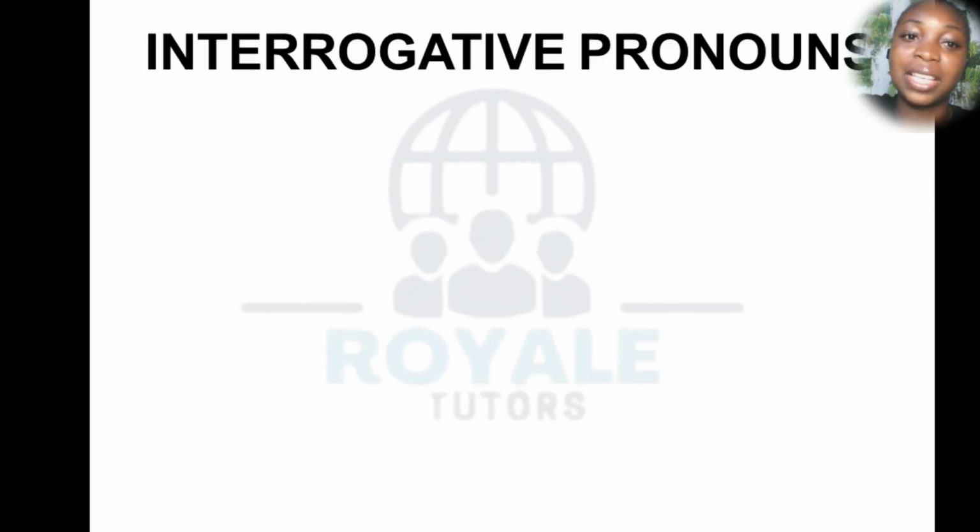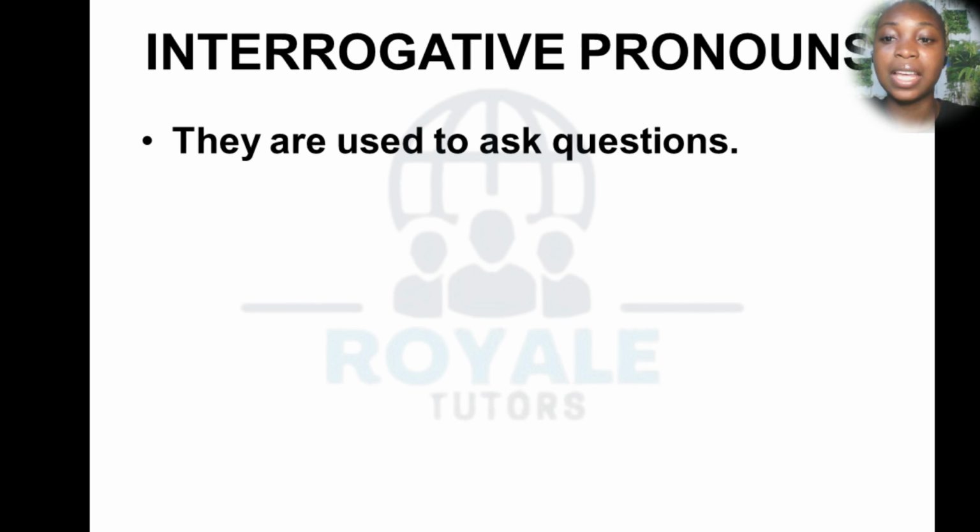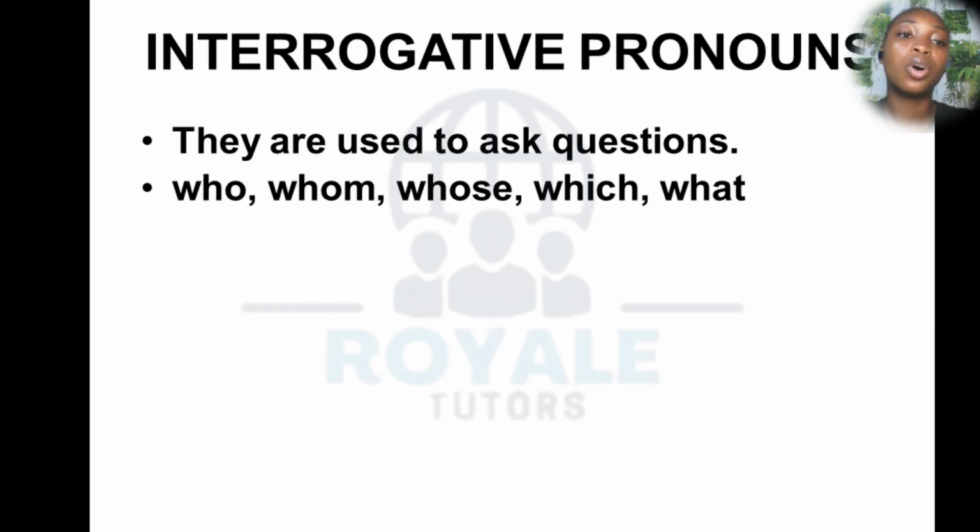Now, interrogative pronouns. So let's see what it says. They are used to ask questions. So simply, your interrogative pronouns are used to ask questions. So let's see the ones we have. We have who, whom, whose, which, what. So let's check the examples we have.